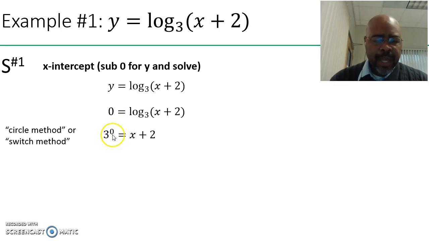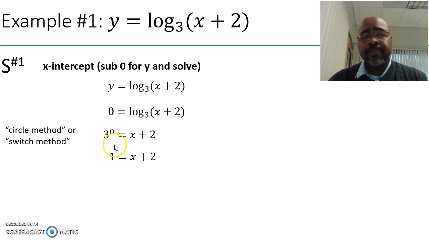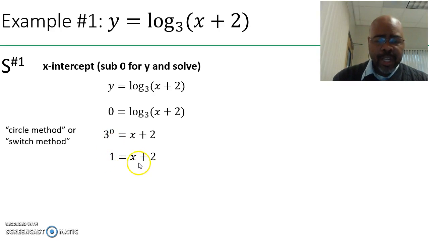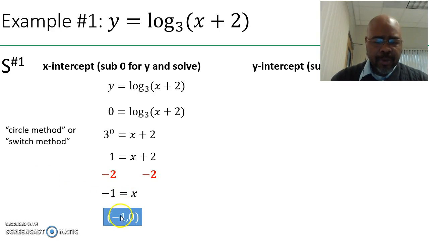So when we rewrite it, now we have 3 to the 0 power. Remember, in the circle method, the base of my log becomes the base of my exponent. So now we have 3 to the 0 power equals x plus 2. Anything raised to the 0 power gives you 1. So now we're looking at 1 equals x plus 2, which is cool because we try to keep math as simple as possible. Now we just subtract 2 from both sides, and we're left with negative 1 equals x. So my x-intercept is negative 1, 0. That's the first point on my graph.